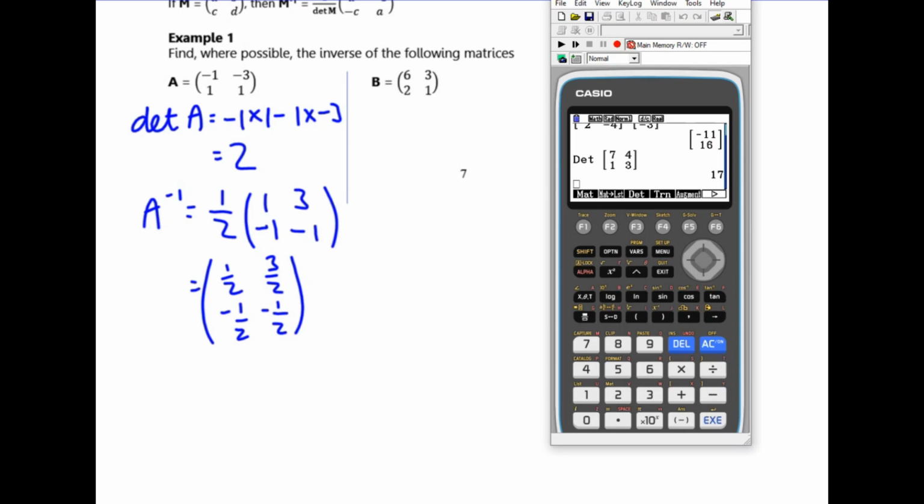So I'm going to again go on to F4 for matrix vector and put in a 2 by 2. I've got minus 1, minus 3, 1, 1. And then if I just do to the power minus 1, it'll do the inverse for you. So we get a half, 3 over 2, minus half, like we got.